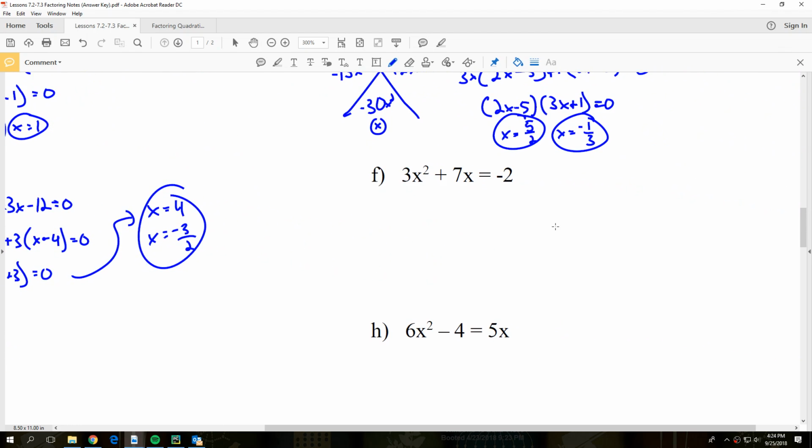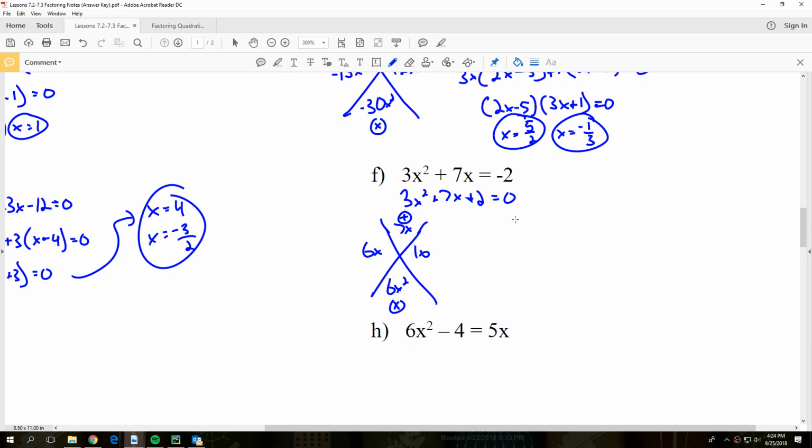All right, next up here. Same type of problem. They're just throwing this 2 on the other side. We have to put it in standard form. So 3x squared plus 7x plus 2 is equal to 0. We'll use our x method. So that would be 6x squared and 7x. And here we have multiplication and addition. And so that is going to be 6x and 1x.